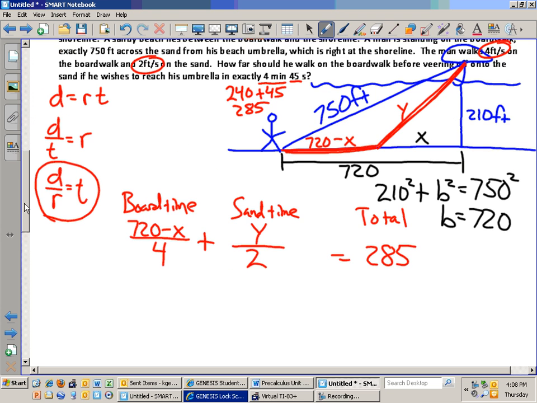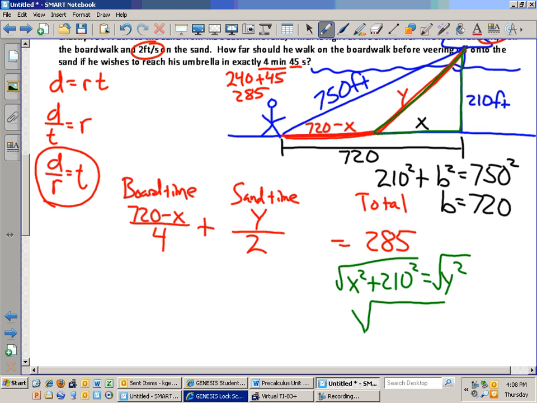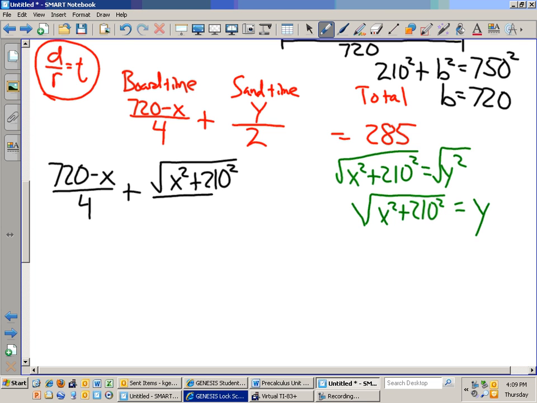As you notice, we have y, though. We need to solve for x. As I look up to this green triangle up here, I need to write an expression related to x for y, namely that x squared plus 210 squared is equal to y squared. Square root both sides, and you have the square root of x squared plus 210 squared is equal to y. So I can now substitute that in. I have a new equation that relates all the portions in terms of x. Namely that (720 minus x) over 4 plus the square root of (x squared plus 210 squared) over 2 is equal to 285. That's what I have.